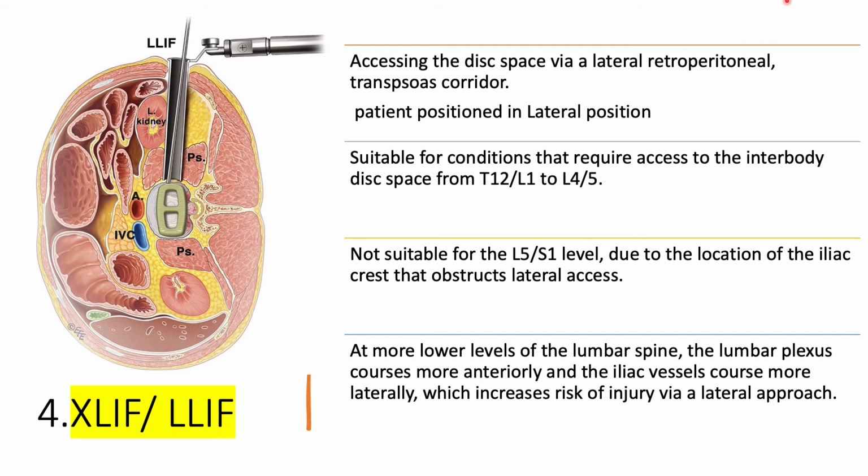These are suitable for conditions that require lumbar interbody fusion and access to the interbody disc space from T12-L1 to L4-L5 disc space. These are not suitable for the L5-S1 level due to the location of the iliac crest that obstructs the access. Since this approach uses a transpsoas corridor, at lower levels of the lumbar spine, the lumbar plexus courses more anteriorly and the iliac vessels course more laterally. It increases the risk of injury to the nerves via a lateral approach.